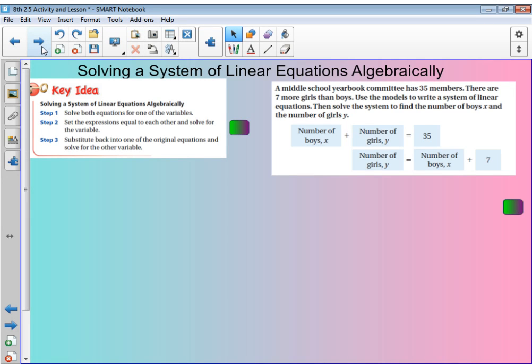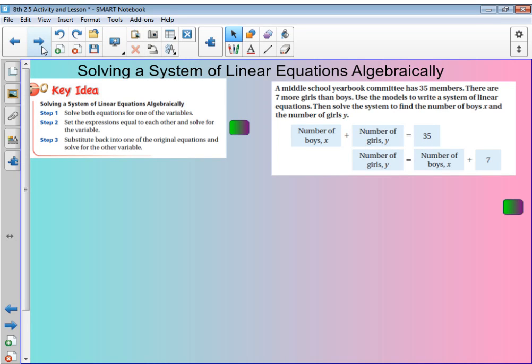Solving systems of linear equations algebraically, first of all, if they give us a model type, we have to first work through to get our model into an equation type format. So we're going to start by doing that, and then we're going to go through these steps on the left-hand side of the screen and show how we can actually solve a system of linear equations algebraically.